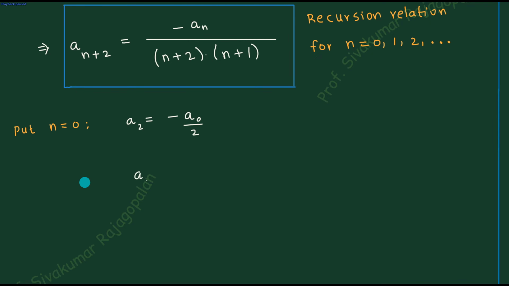Okay, it looks so simple, right? n equal to 0 is substituted, that becomes 0. This is 0 plus 2, 0 plus 1. So that is that number. So I get minus a0 divided by 2. On the left side you have 0 plus 2, so a2. So that means I actually got the relation between a2 and a0. That means I got one coefficient, that is the meaning. So now you understand what is happening.